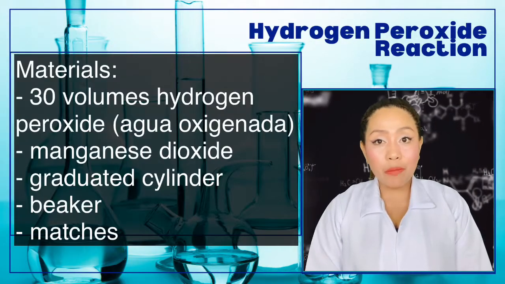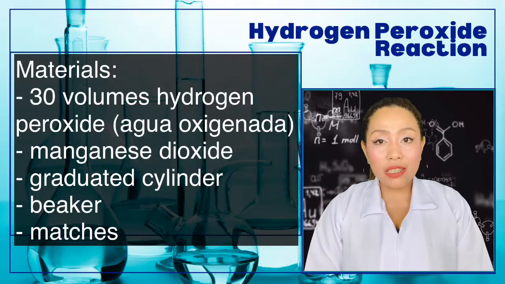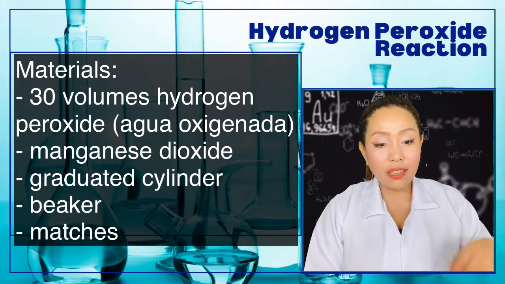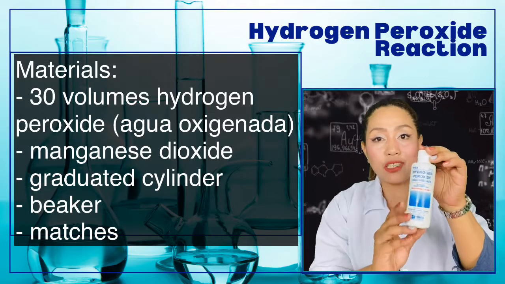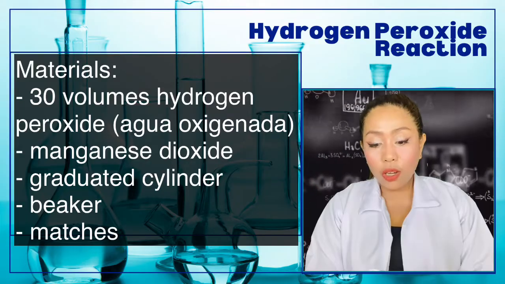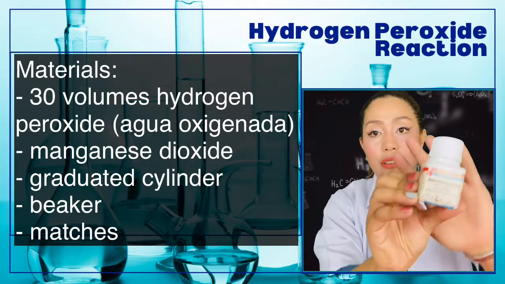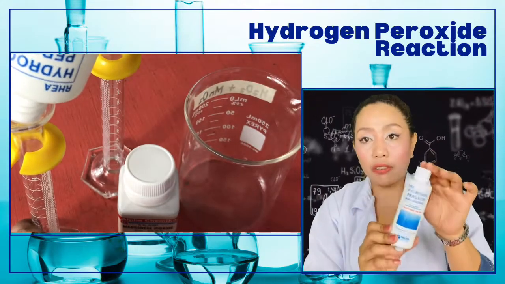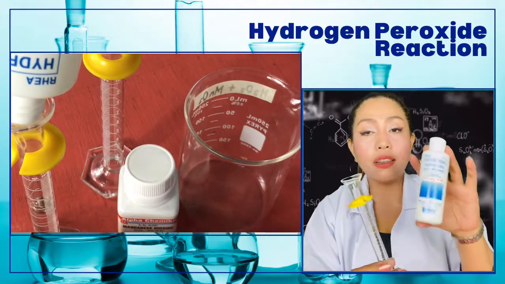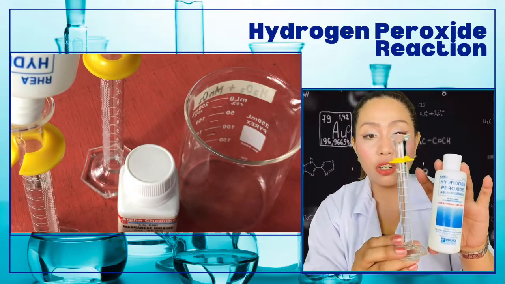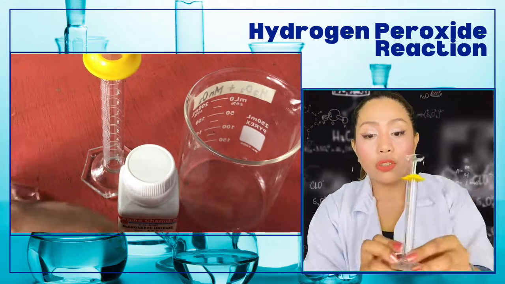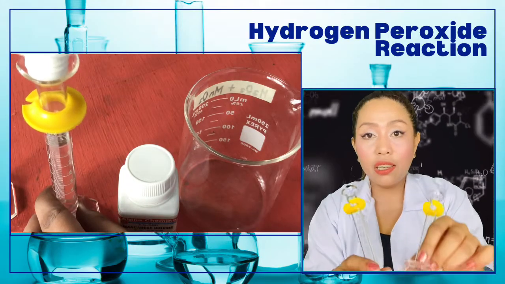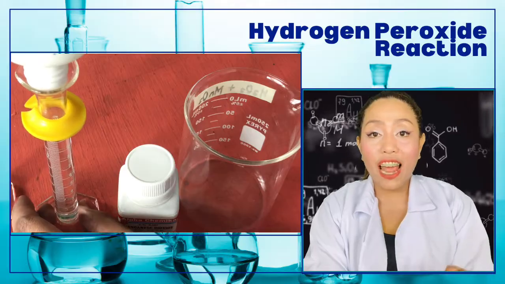So for our third experiment, it is entitled the hydrogen peroxide or the agua oxinada reaction. For our materials, we will be needing the hydrogen peroxide or the agua oxinada. We will also be needing the manganese dioxide. So for our procedure, we will be measuring 20 ml of this, and to do that, we will be pouring this here in our graduated cylinder, which measures 10 ml. Two of these graduated cylinders, so to make it 20 ml of the hydrogen peroxide or the agua oxinada.